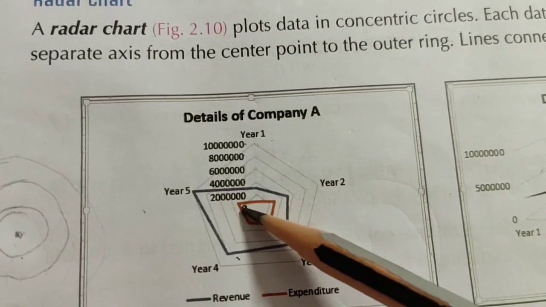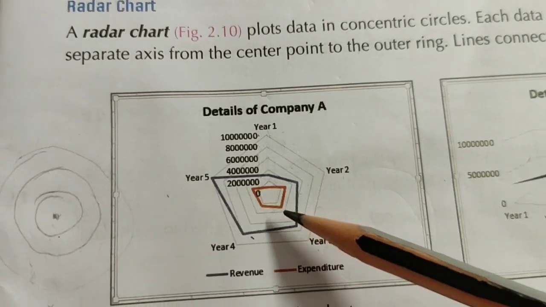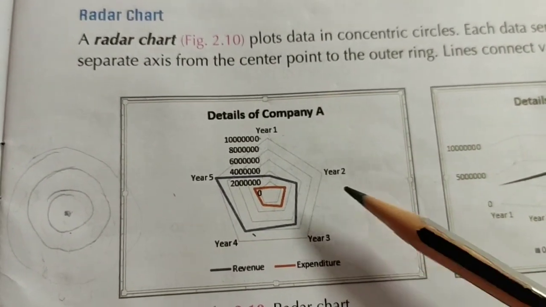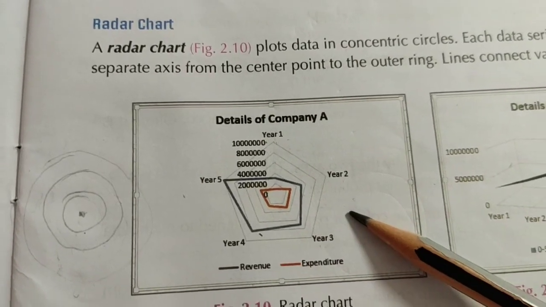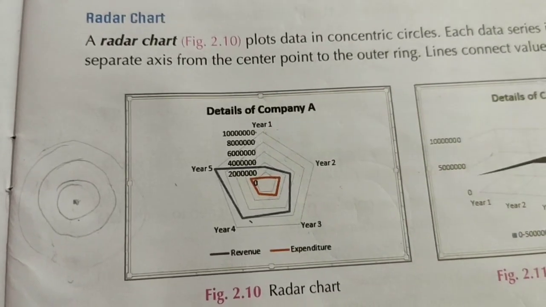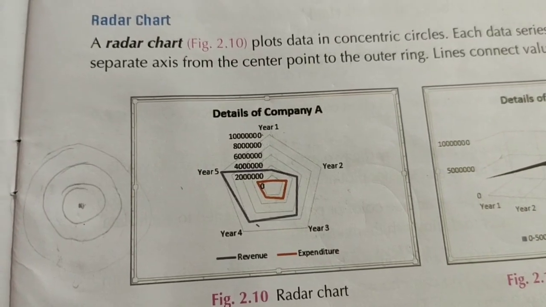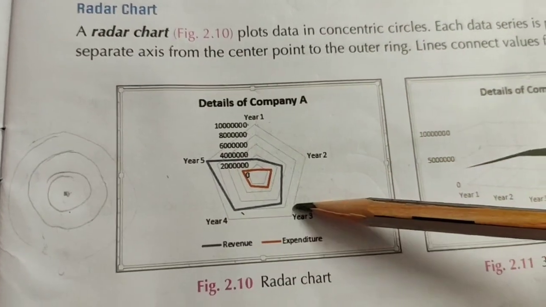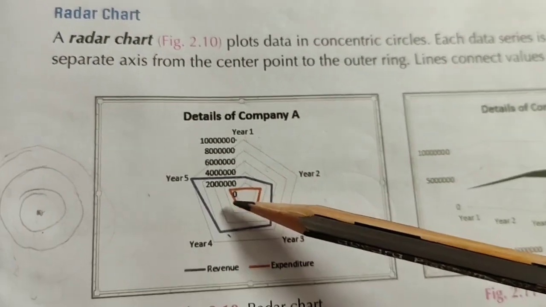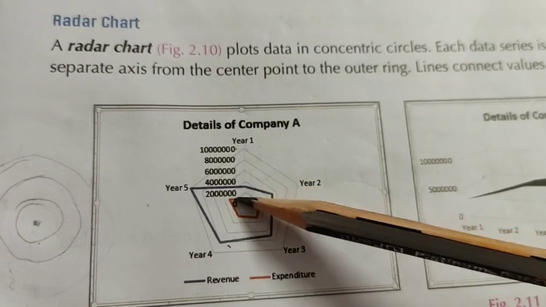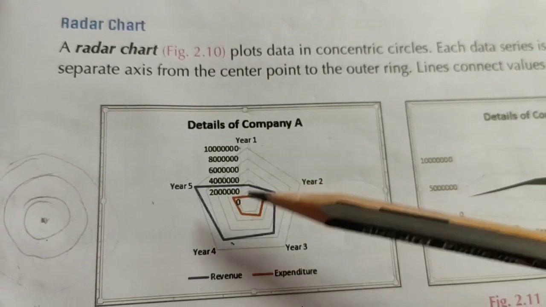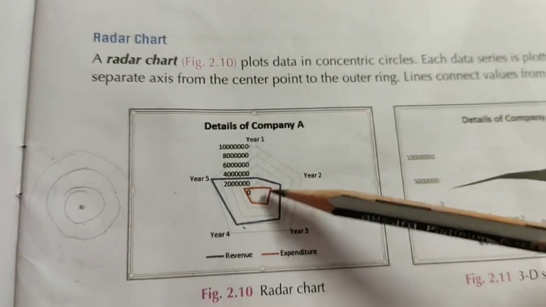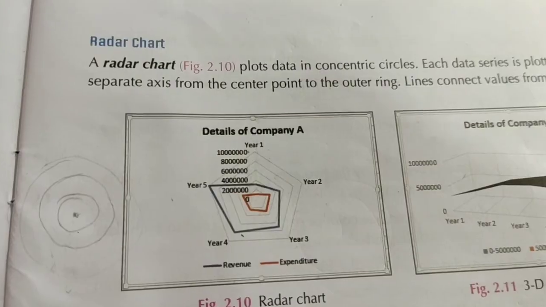Now you see the chart is something like a web, a spider web. That's why this radar chart is also known as a web chart. Clear? This one I will show you in practical how to create the radar chart. Now in this chart, each data series is plotted on a separate axis. Here 20 lakhs, 40 lakhs. Now you see it is plotted on a separate axis.